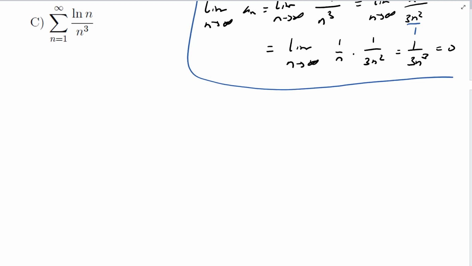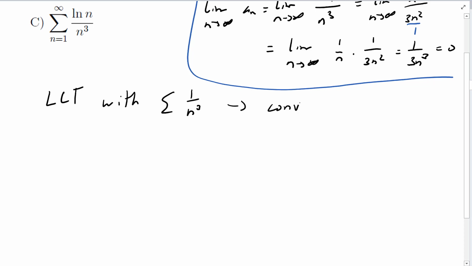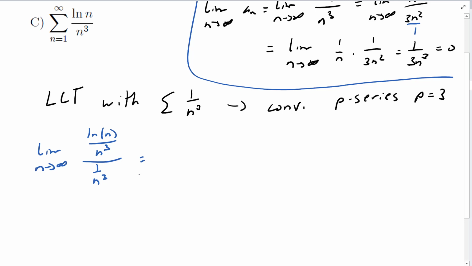But then you look and say, okay, well, what else do I know? Well, let's try the limit comparison test with a summation of, we'll try 1 over n cubed. This one here converges. It's a p-series. P equals 3. So we try it with this p-series and see what happens. So put the one you're testing on top. This is very important for this problem. The one you're testing is on top. The one we're testing with is on bottom. Flip and multiply.